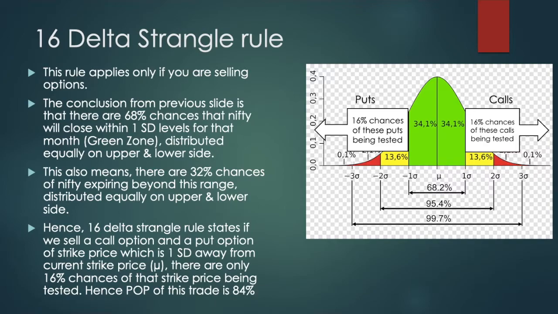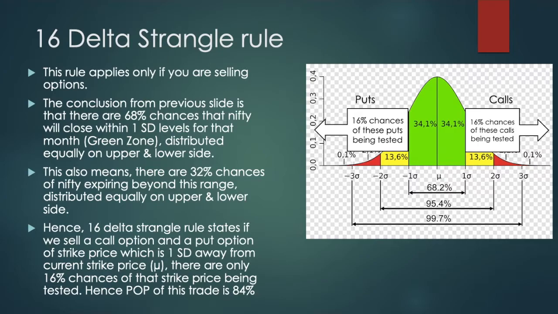Suppose Nifty is moving up. This rule states that the calls beyond the one standard deviation level will not be tested, so the put will automatically become zero, right? And for the call of that strike price, there is only a 16% probability that that level will be broken. So hence this is a very high probability in any kind of strangles or any kind of option trading. An 84% strike rate is really great.